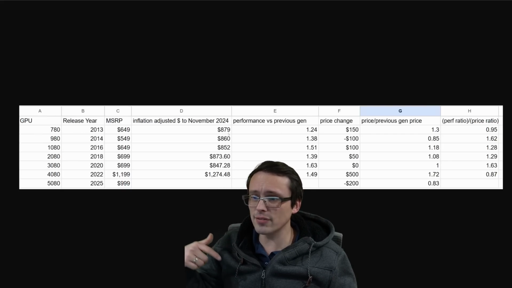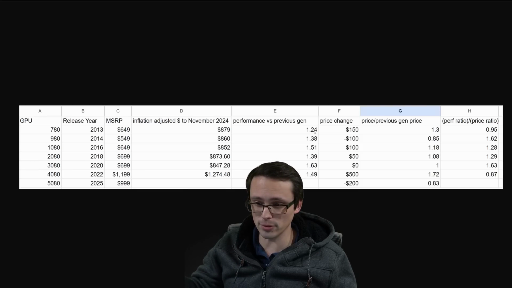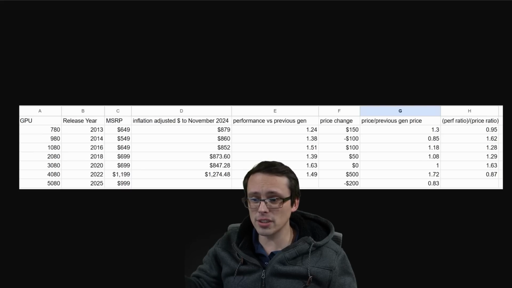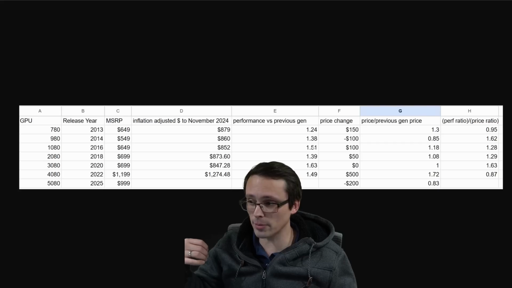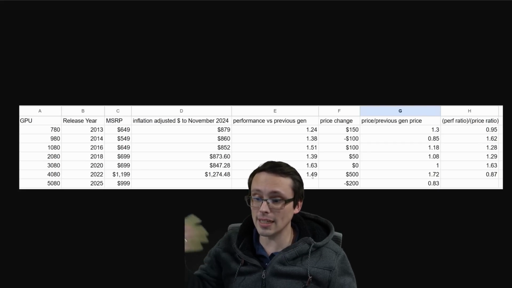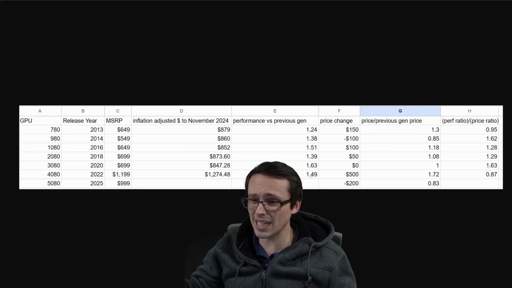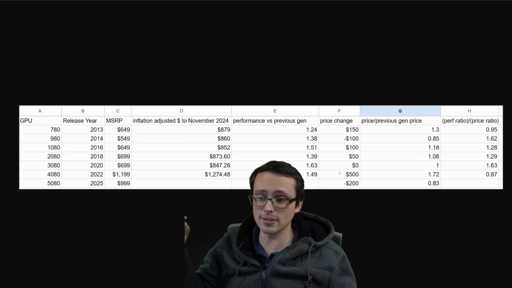So the 780 versus the previous generation 680 was a 24% performance improvement, but every other generation delivered much better than that. 980 was 38% faster, 1080 was 51% faster, 2080 was 39% faster, 3080 was 63% faster than that, and the 4080 was 49% faster than that. So the 4080 at least delivered reasonable performance uplift, but a horrible MSRP.